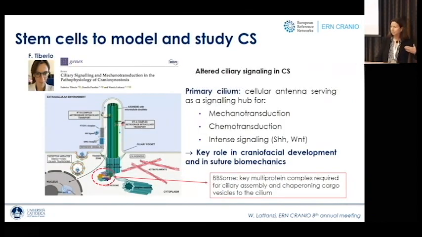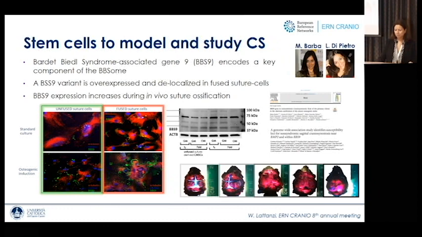Indeed, several genes that are known to cause syndromic craniosynostosis are involved in the function and structure of the primary cilium. Here I'm showing you this circular structure that is a multiprotein complex called the BBSome. BBS stands for Bardet-Biedl syndrome because it includes the cooperation of multiple proteins whose genes are mutated in Bardet-Biedl syndrome. I'm focusing on that because these structures are relevant to form the primary cilium and to enable the signaling within the primary cilium.